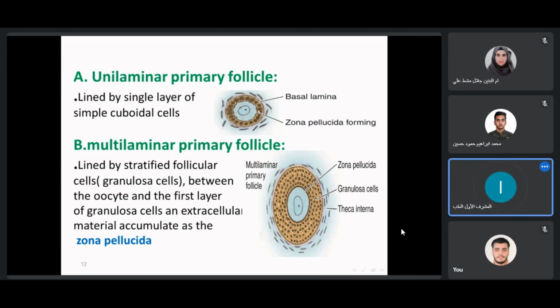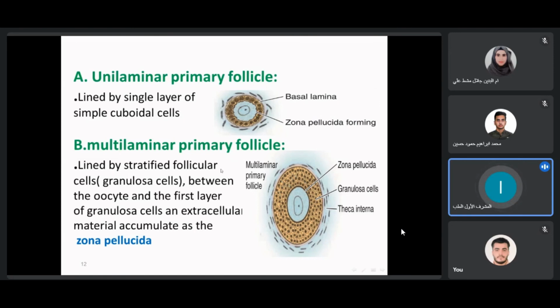So here, the primary follicle changes into simple cuboidal. In the unilaminar stage, it is a single layer. In the multilaminar stage, the cuboidal epithelial cells are arranged into multiple layers, or stratified layering. And at this stage, these follicular cells are now called granulosa cells.